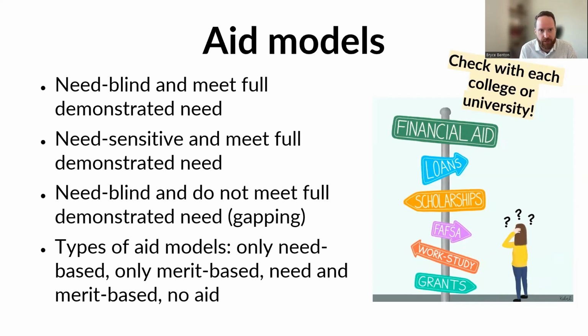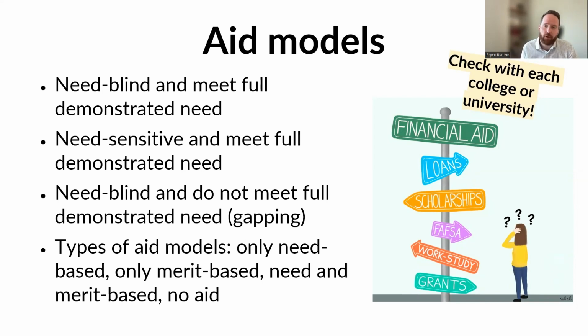A more common model you'll see is the next one, need sensitive and meet full demonstrated need. That's what we do at Denison, in which we do factor in your ability to contribute financially towards the costs. But if admitted, we make sure there's no gaps that exist in funding. Another model is need blind and not meeting full demonstrated need. So a college might not consider your ability to pay, but also may not offer you enough aid and scholarships relative to what you can afford to reasonably be able to attend, right? I mentioned that earlier as something called gapping, right? They'll admit you, but there might be a gap that exists in your funding and what they can offer you.